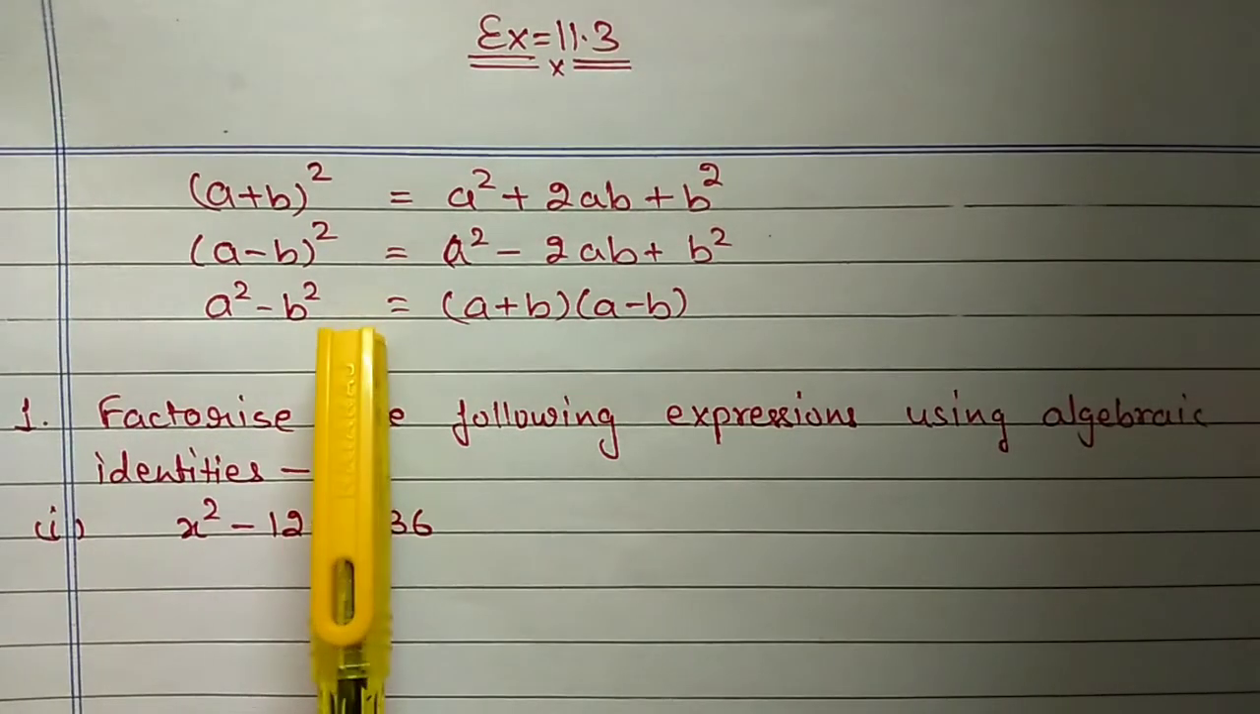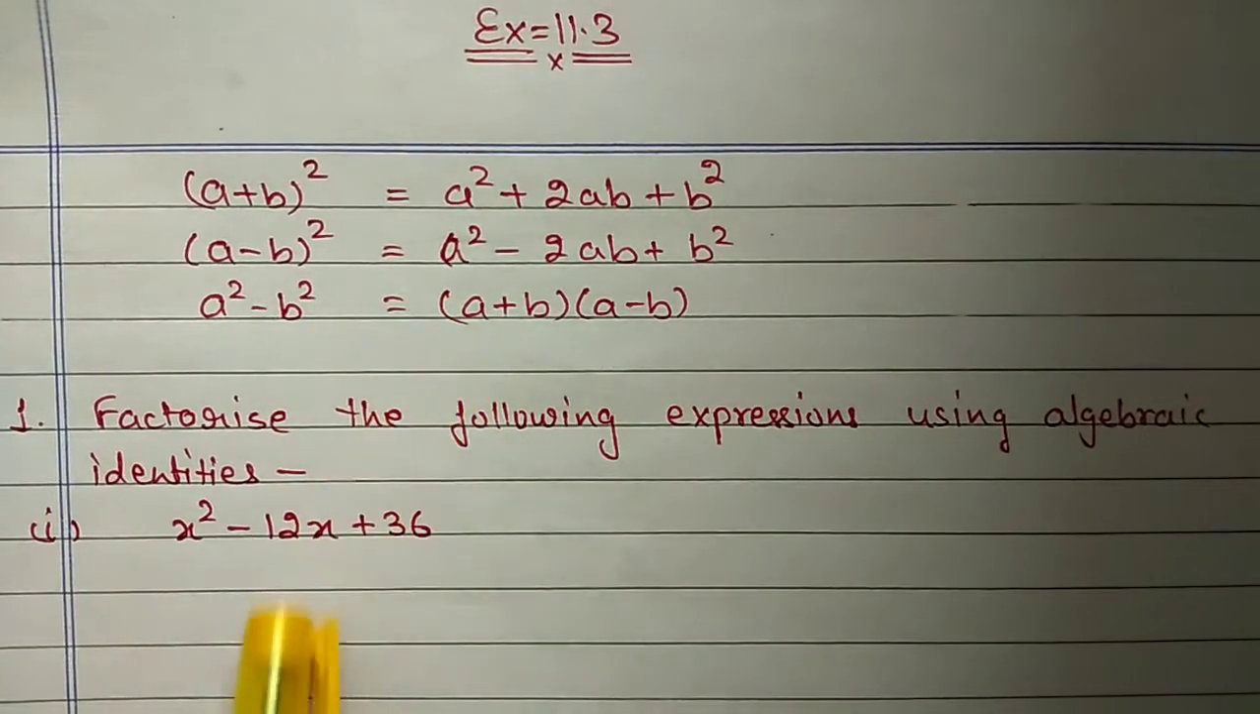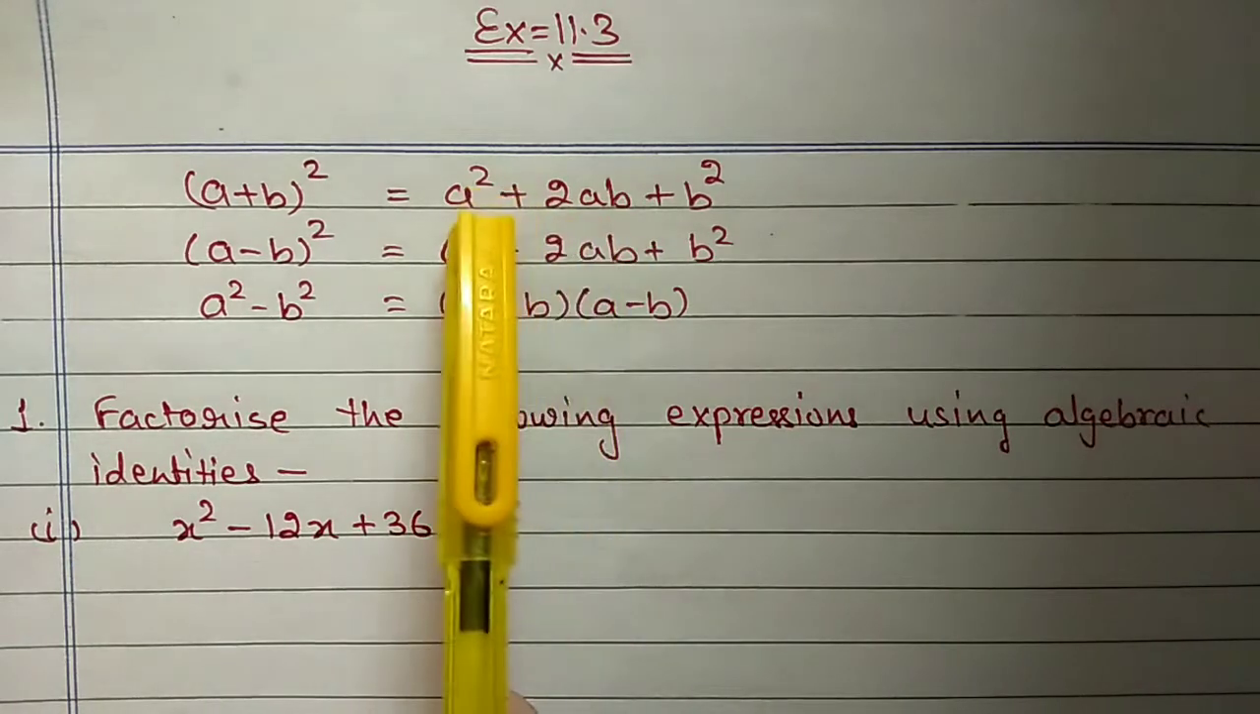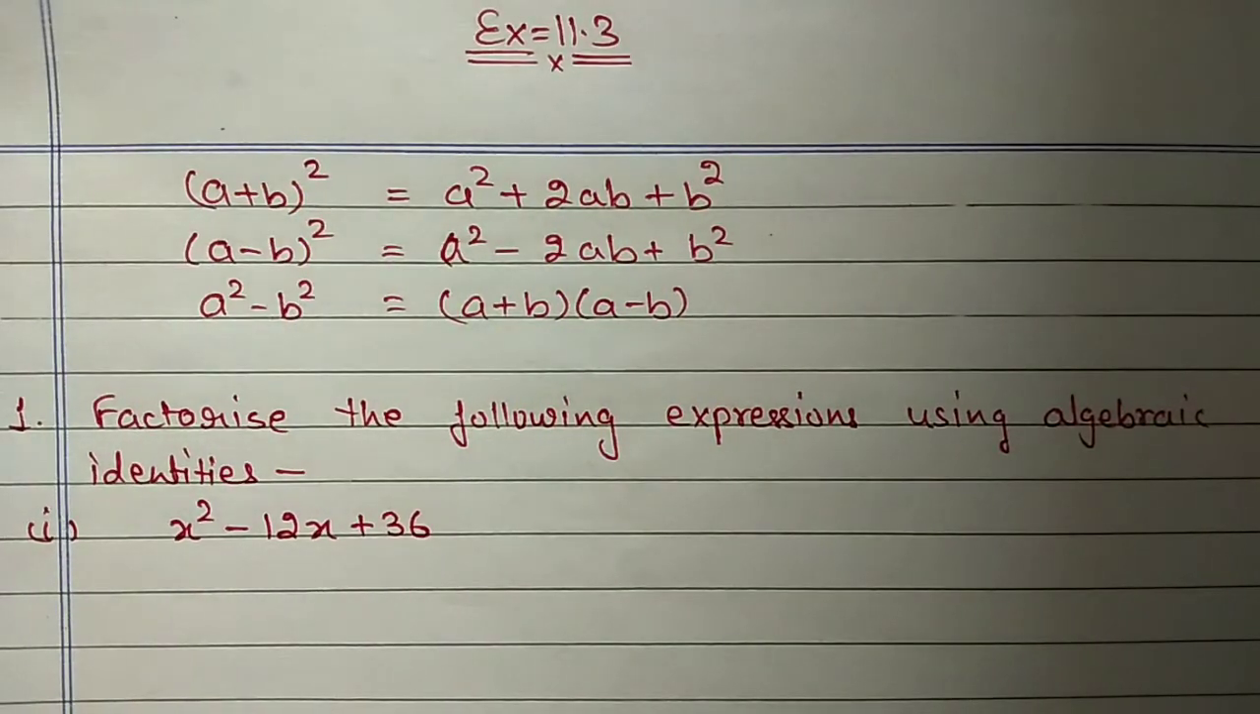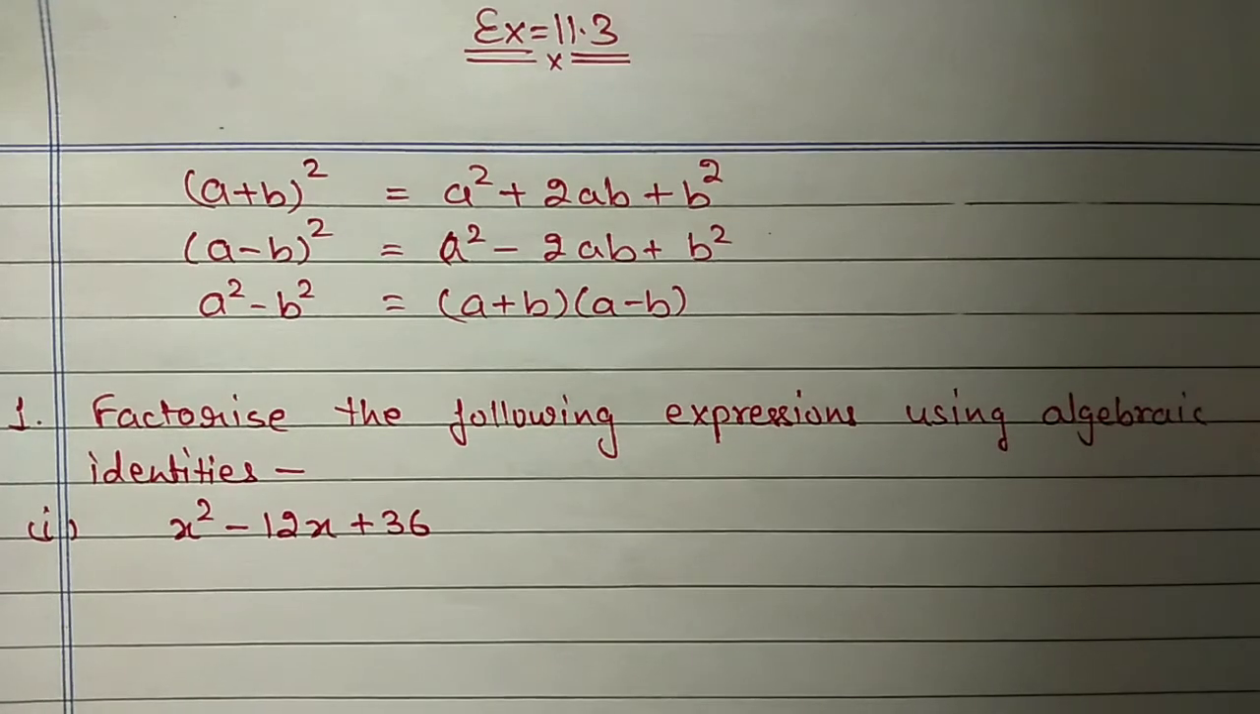So with the help of these three formulas, we will factorize here. We will compare this right side, and then we will write the left side here. So you can see here the first question: factorize the following expression using algebraic identities.